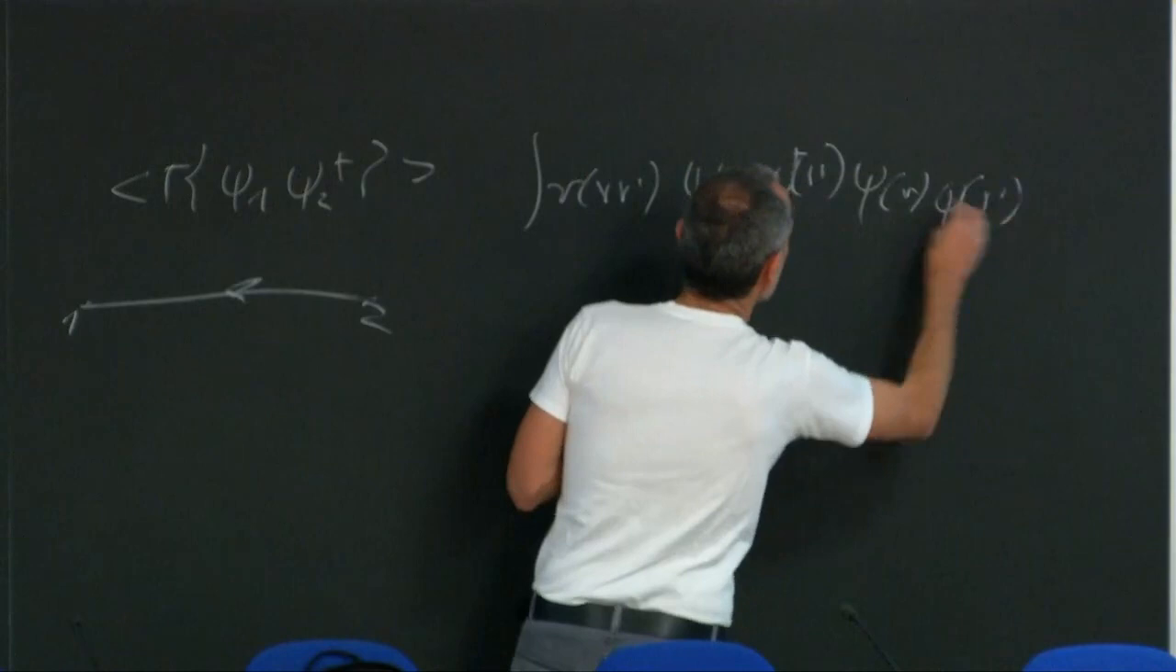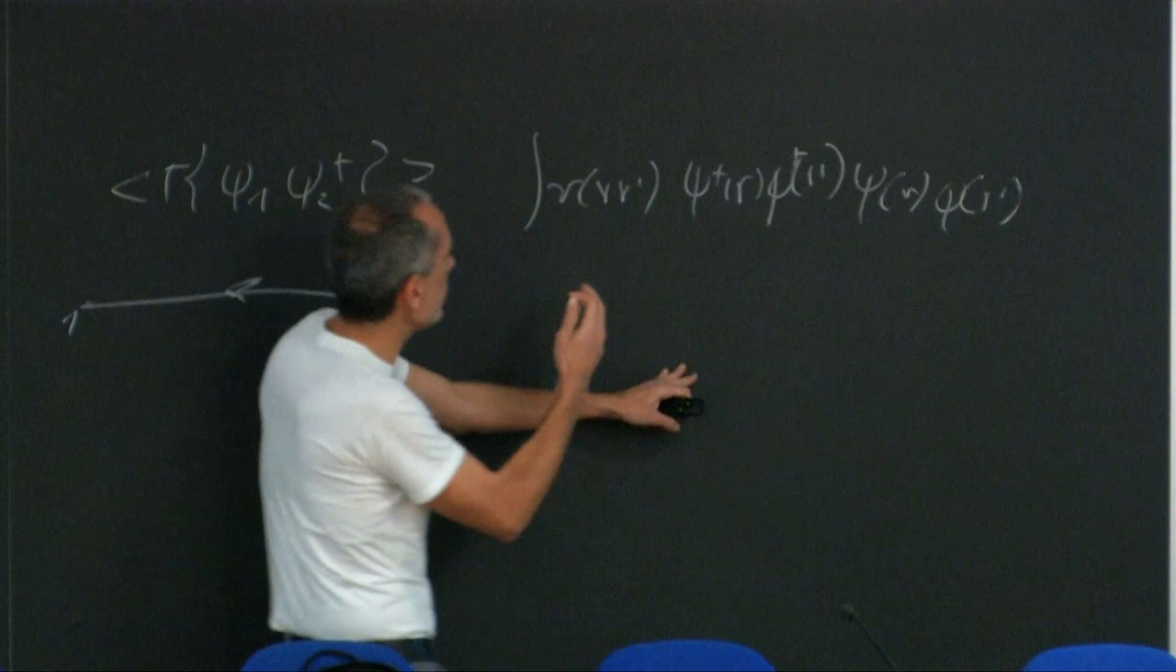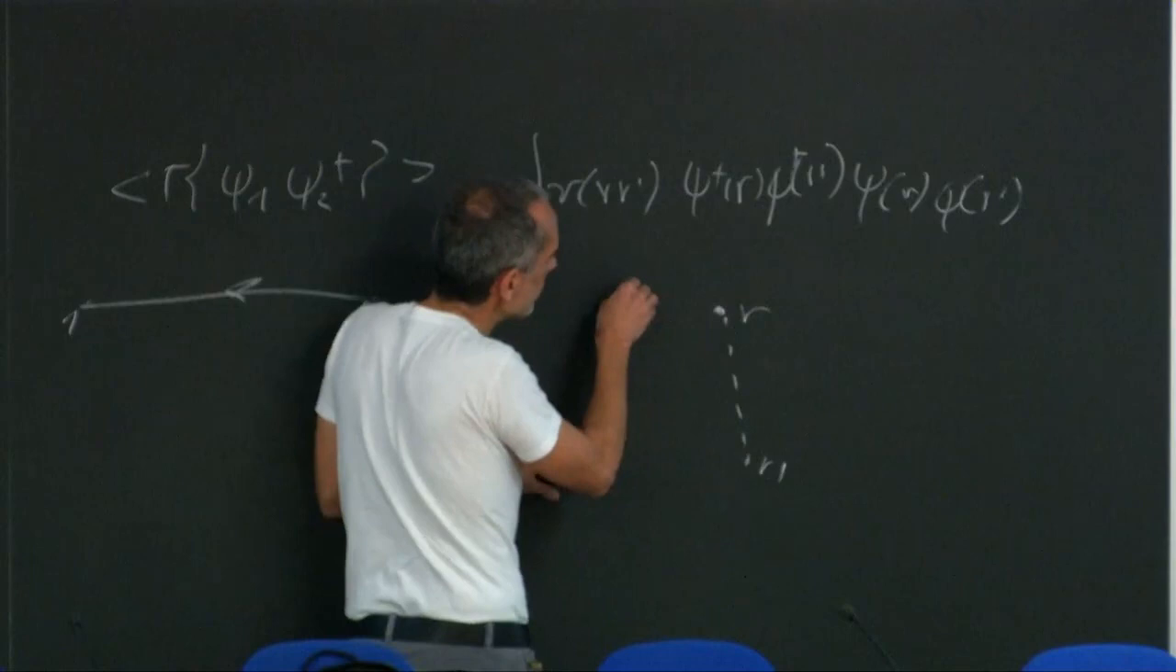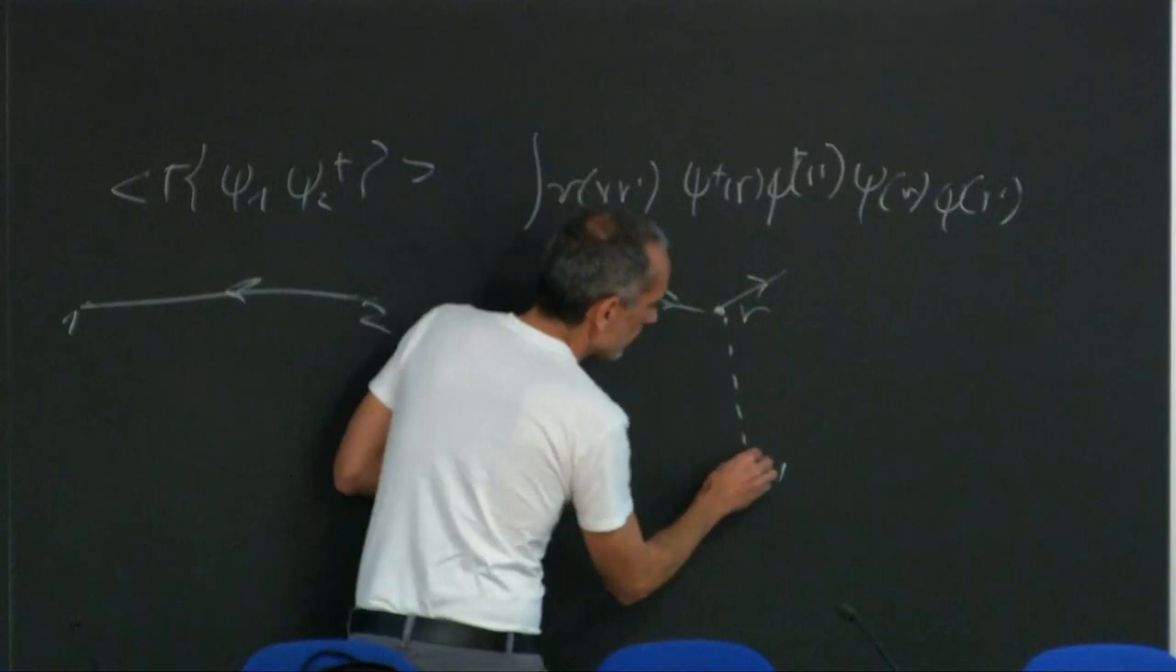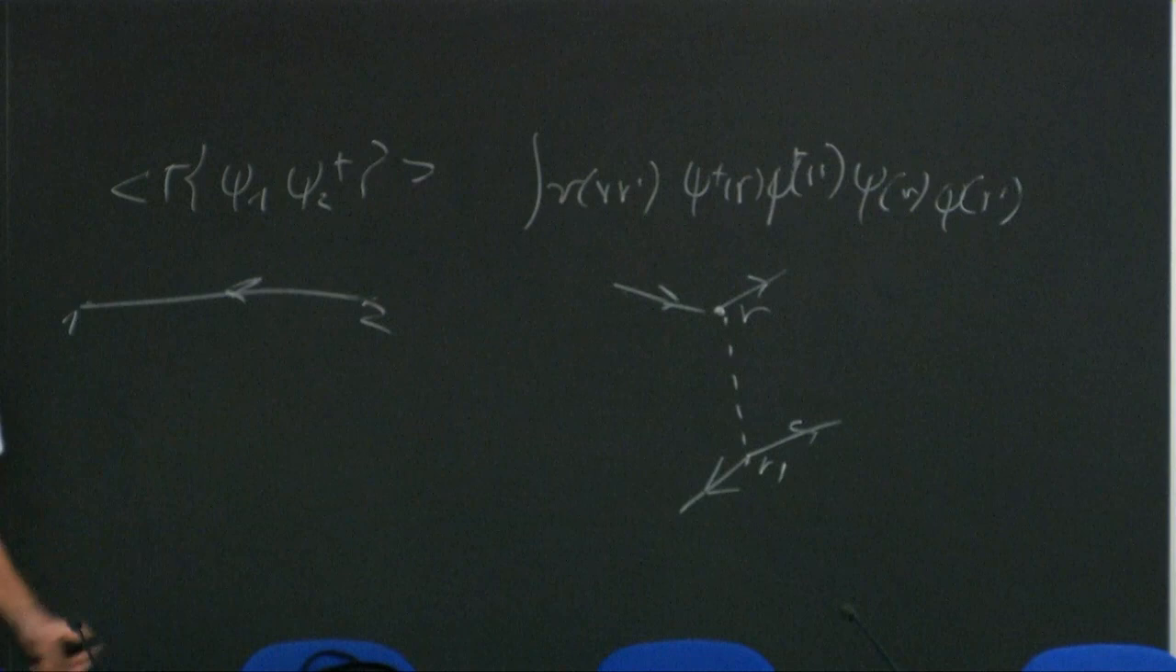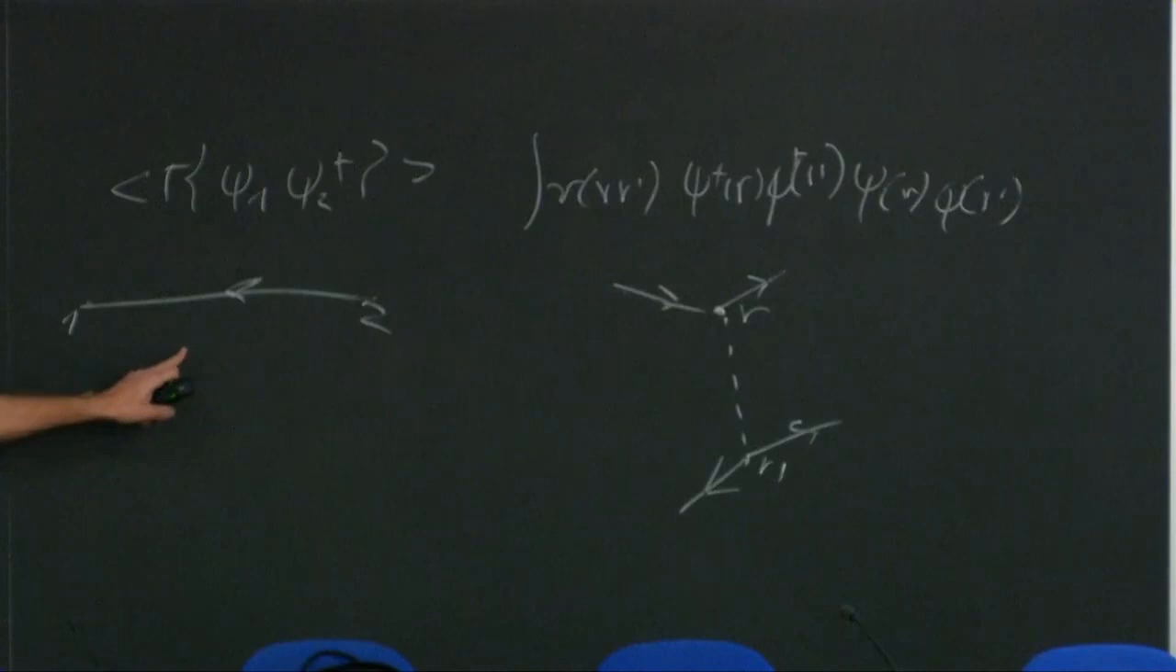Now, if you draw an interaction diagram for this, what do you get? You get r prime. Then you have something that is created in R, annihilated in R, created in R prime, annihilated in R prime. Great. Now this is the interaction. Now this is the free part, right?